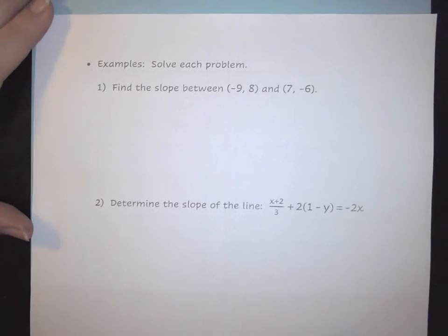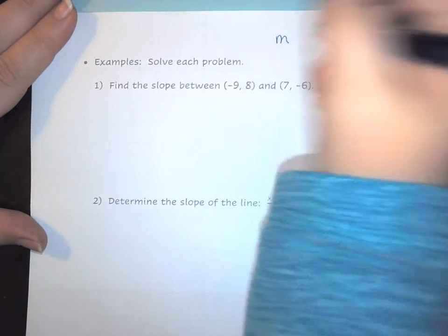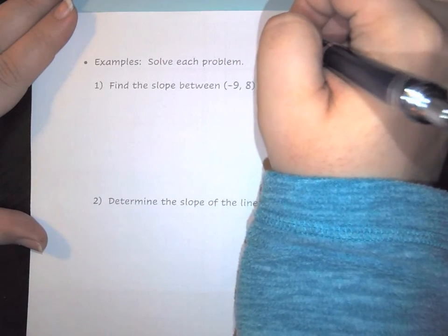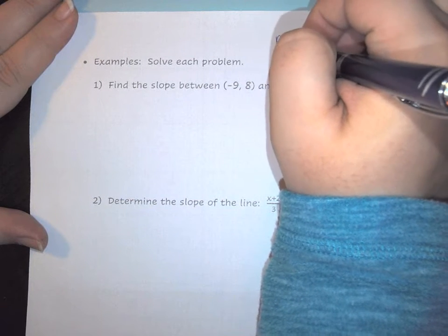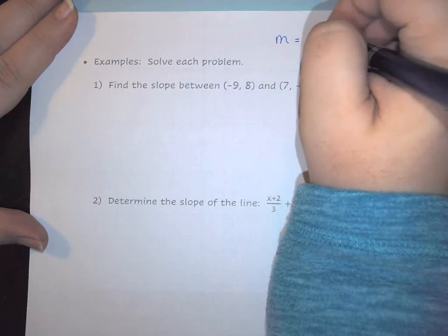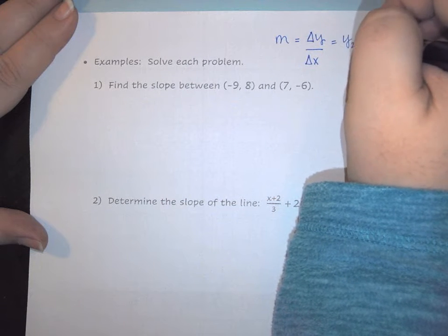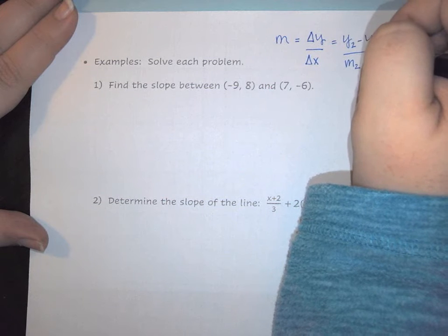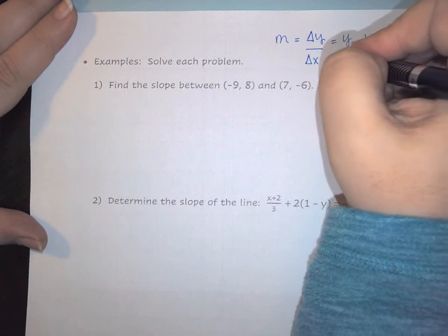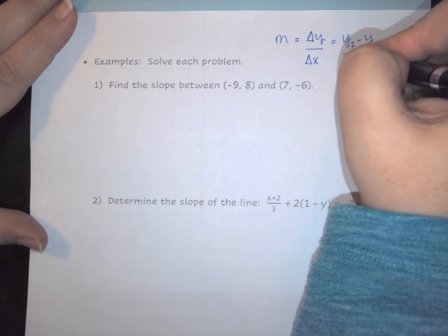Again, one of the things that we need to remember about slope is that your slope, which we denote with an m, is representative of what's called your change in y over your change in x, or as we all remember it, y2 minus y1 over x2 minus x1.